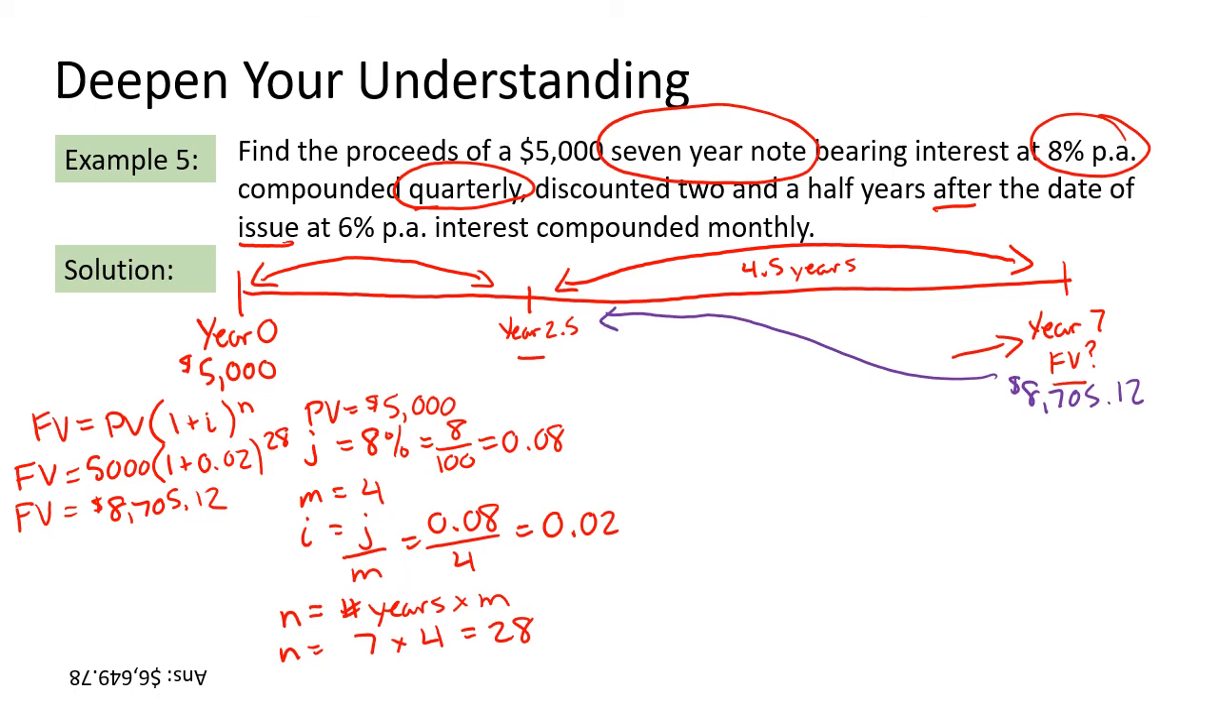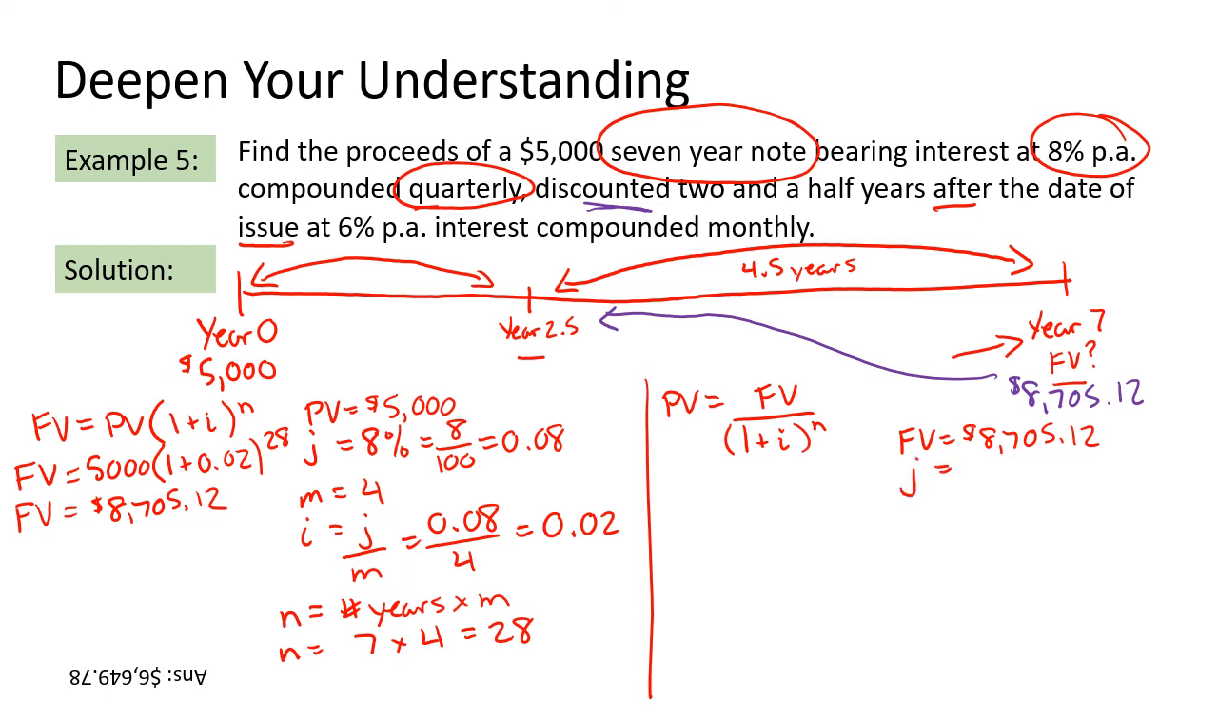Because that's when it was discounted, to find what the value is at that point in time. So looking at that, now we need to find a present value. So the present value is equal to our future value divided by 1 plus the periodic interest rate to the exponent n. So in this case, we know our future value. It's equal to $8,705.12. We know our interest rate now. Remember, we have to look at a different interest rate, what the current interest rate is, highlighted in blue. And it's 6% per annum, and it's compounded monthly.